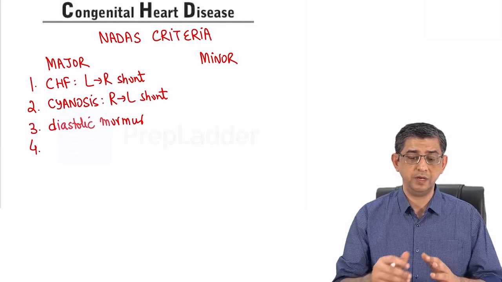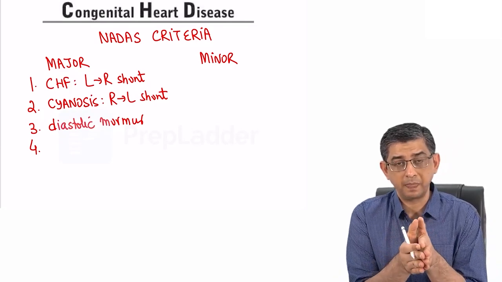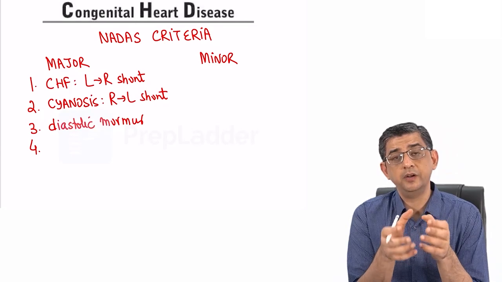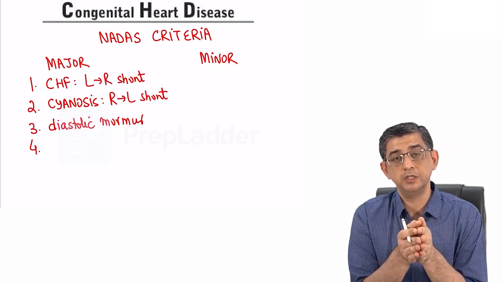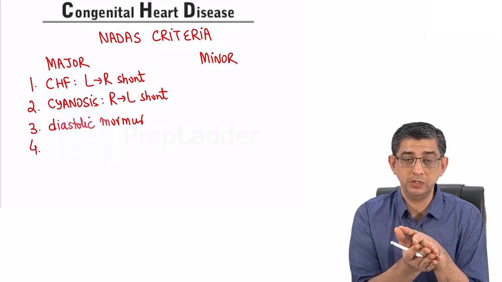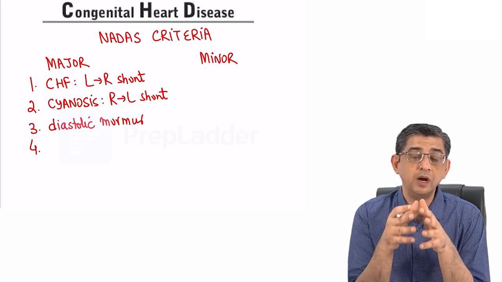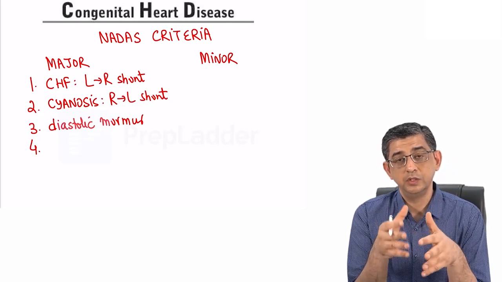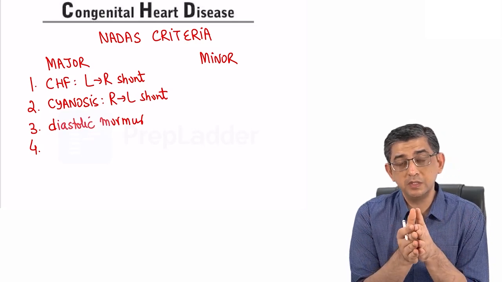Let me give you an example, right? Suppose a child is having fever, then because of fever, the heart rate will increase, and the hyperdynamic circulation will cause an ejection systolic murmur. You give paracetamol or crocin to the child, when the fever comes down, heart rate will come down to normal, the turbulence will decrease, and the murmur will disappear.